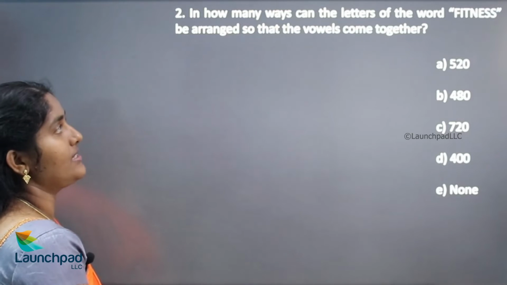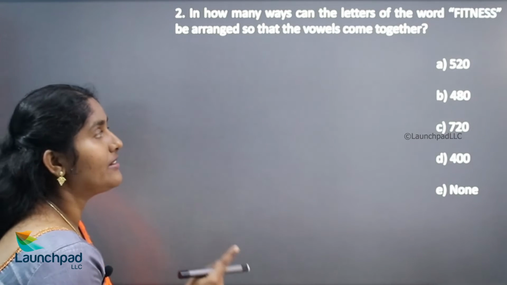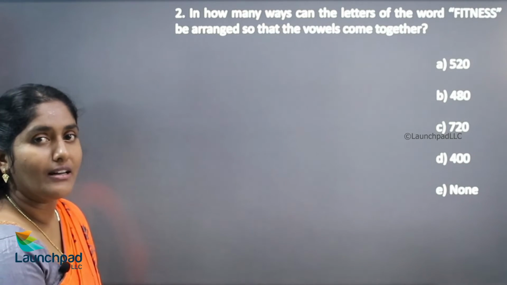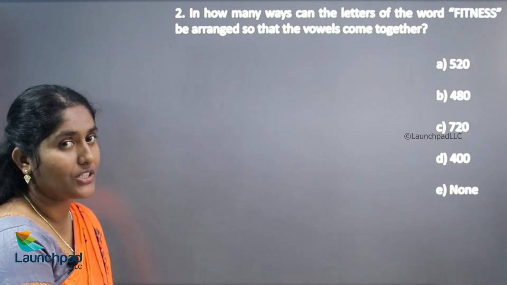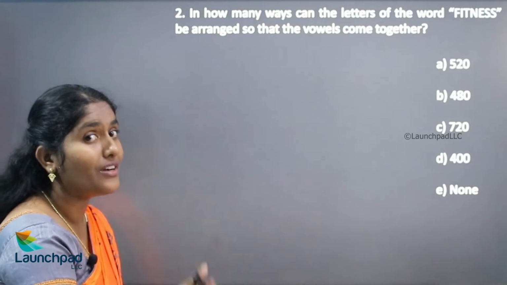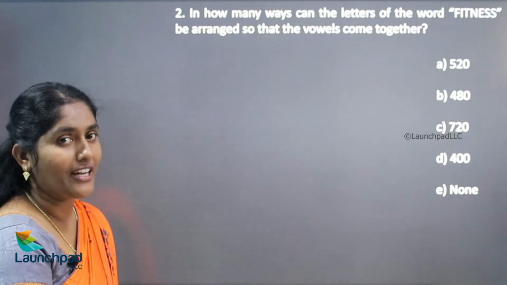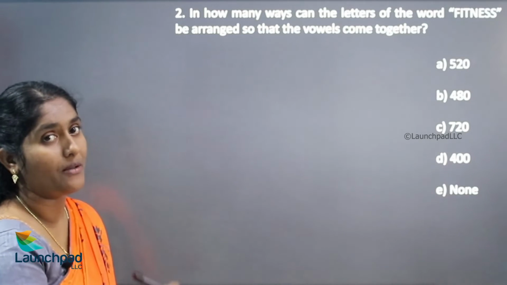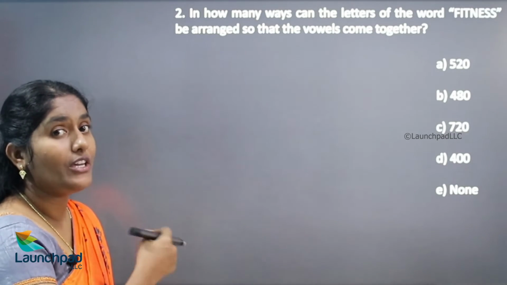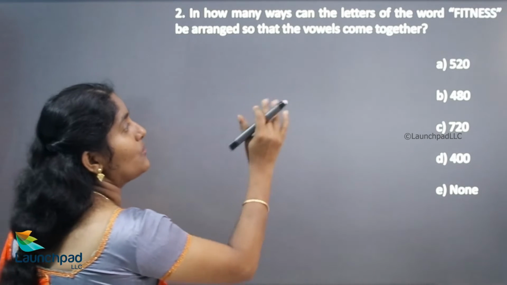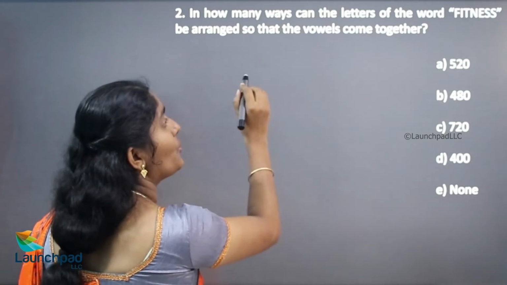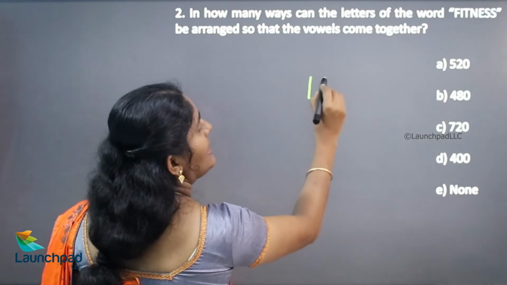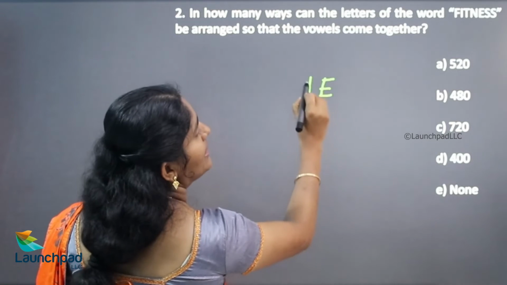In how many ways can the letters of the word FITNESS be arranged so that the vowels come together? As usual, it is like the previous question, but in this question, the given word has a repetition of letters. If repetition occurs, how can we solve this type of problem where vowels always come together? As usual, just count how many letters there are. Before that, separate the vowels. How many vowels are there? I, E. This is your vowel.